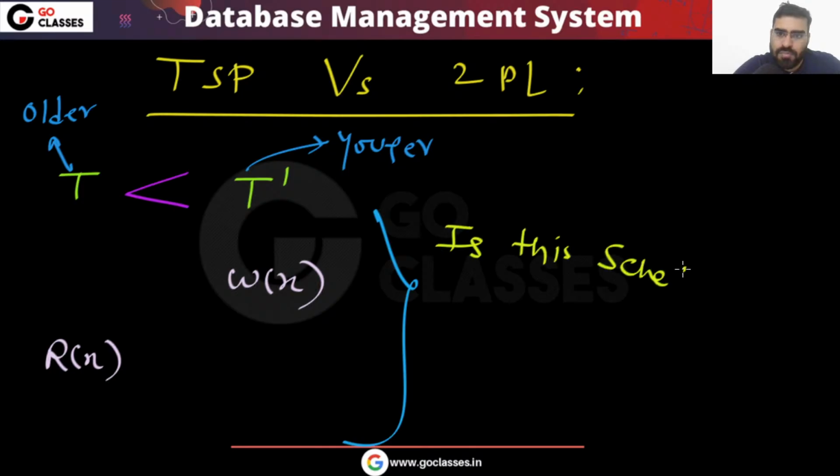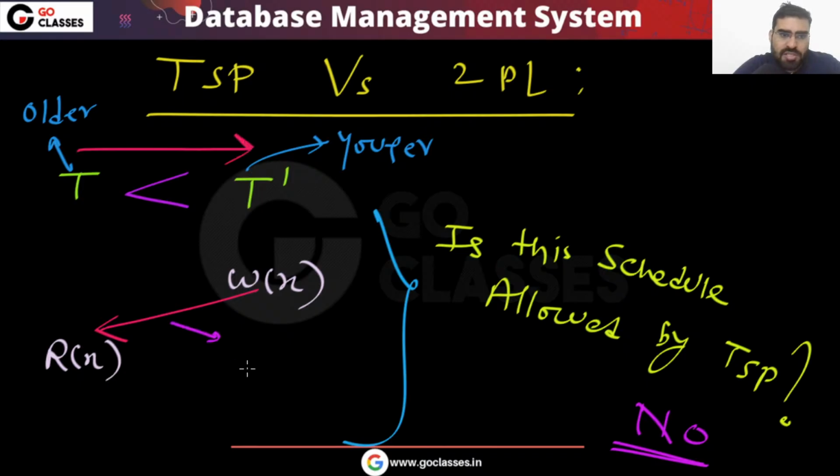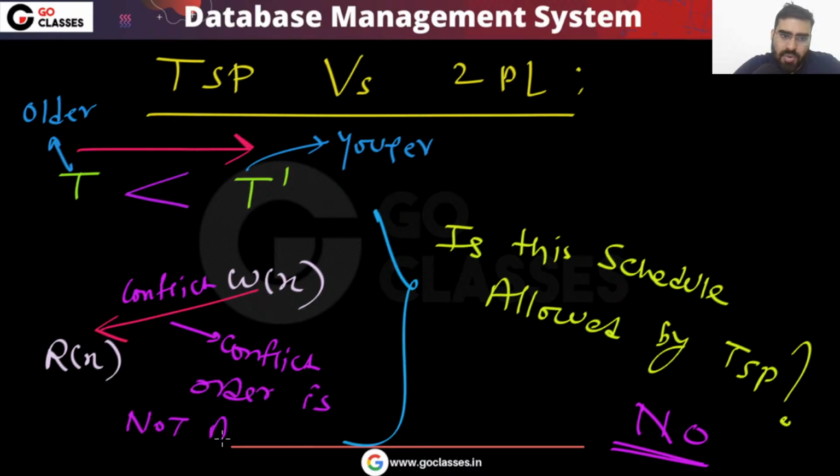Is this schedule allowed by TSP, by the timestamp protocol? Will the timestamp protocol allow this schedule? The answer is clearly no, because you can notice that this is a conflict, and the conflict in this order should not happen. This conflict order is not allowed. You can easily see that.